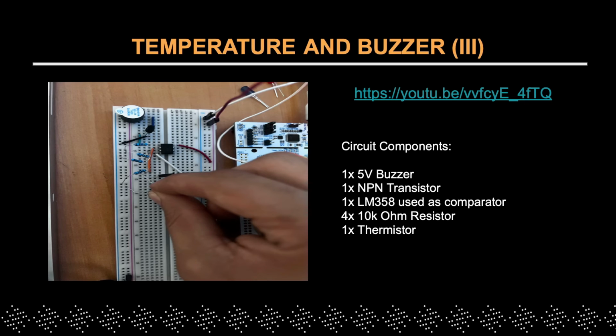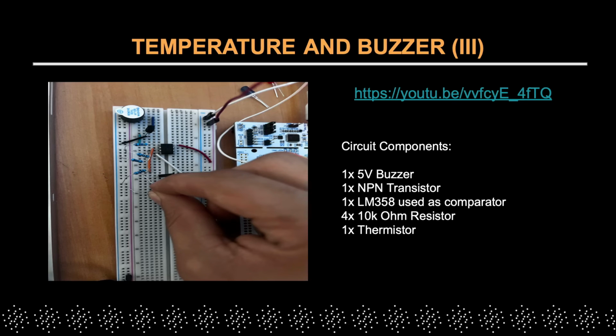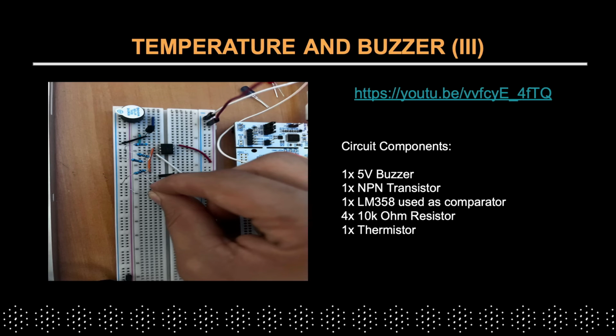The output will go to the NPN transistor, which amplifies the current, allowing enough current to flow through the buzzer, and the buzzer will buzz and notify the user that the thermistor is getting too hot, it's a little too hot in the room, etc.